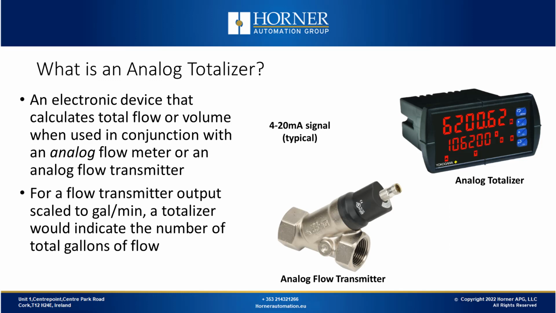So an analog totalizer is an electronic device that is usually used in conjunction with an analog flow meter or an analog flow transmitter. It's used to totalize how much flow is coming out of that sensor. So, for example, if you have a flow transmitter whose output is scaled in gallons per minute, then the totalizer is going to indicate the total number of gallons of flow.